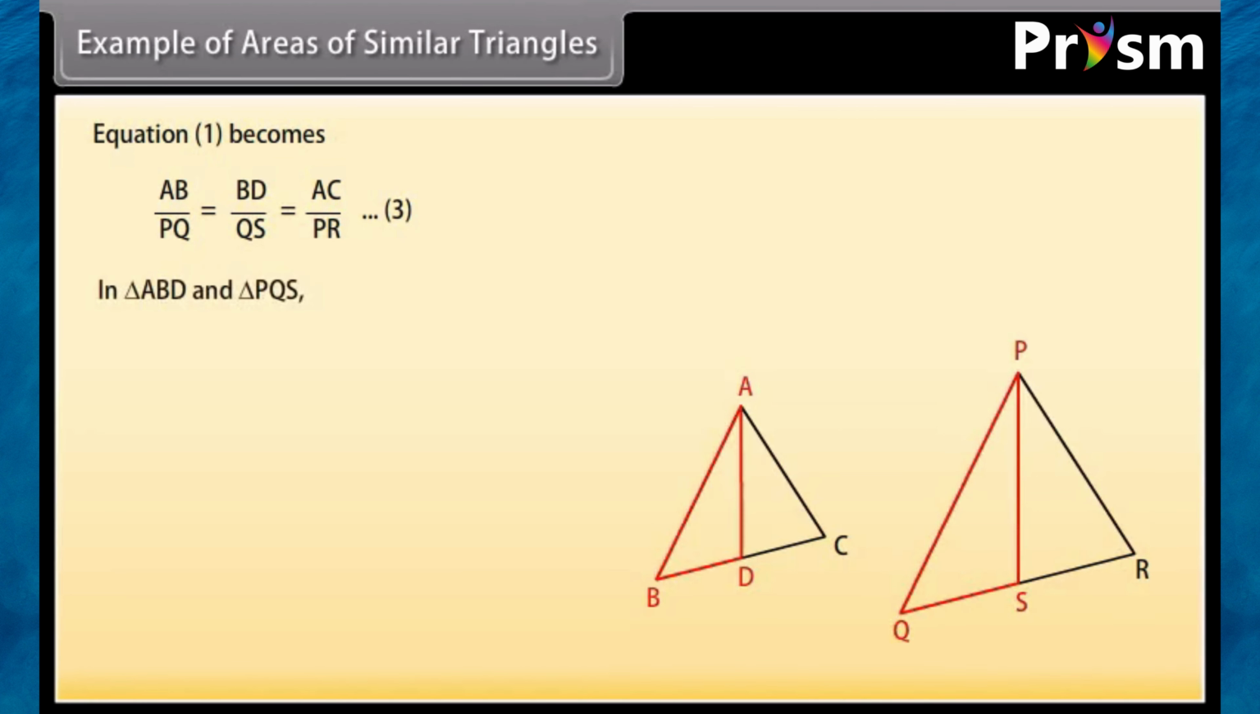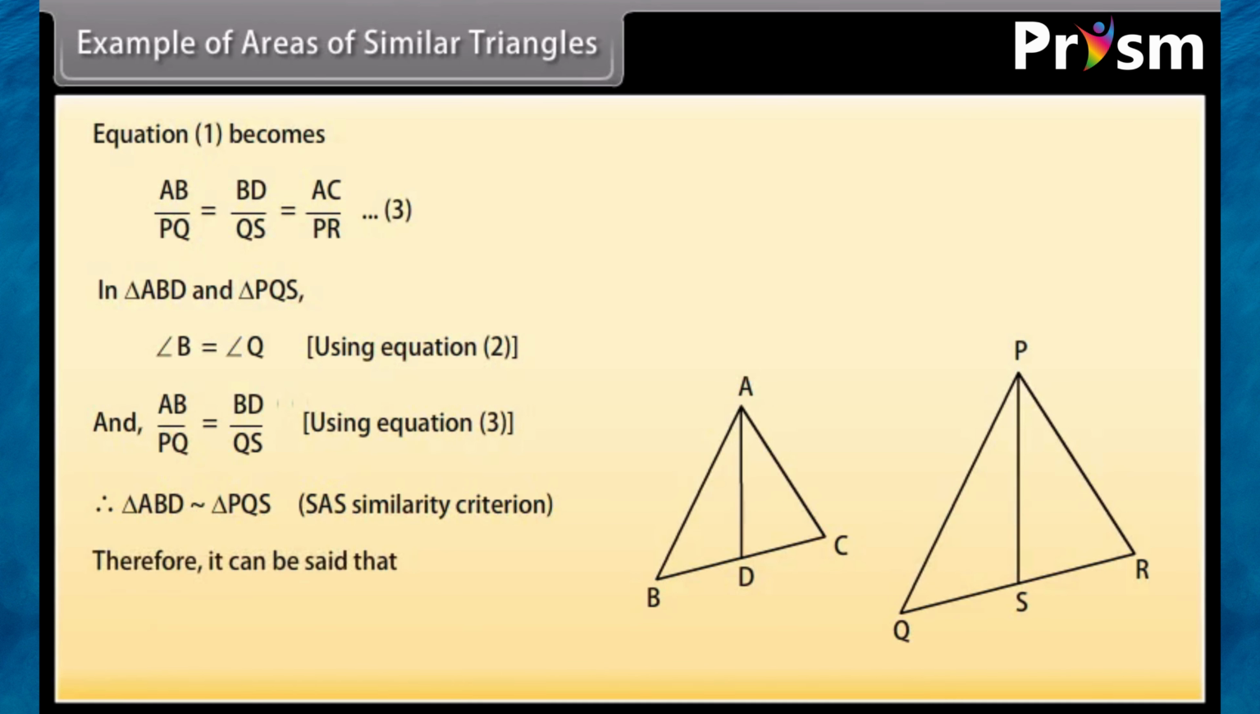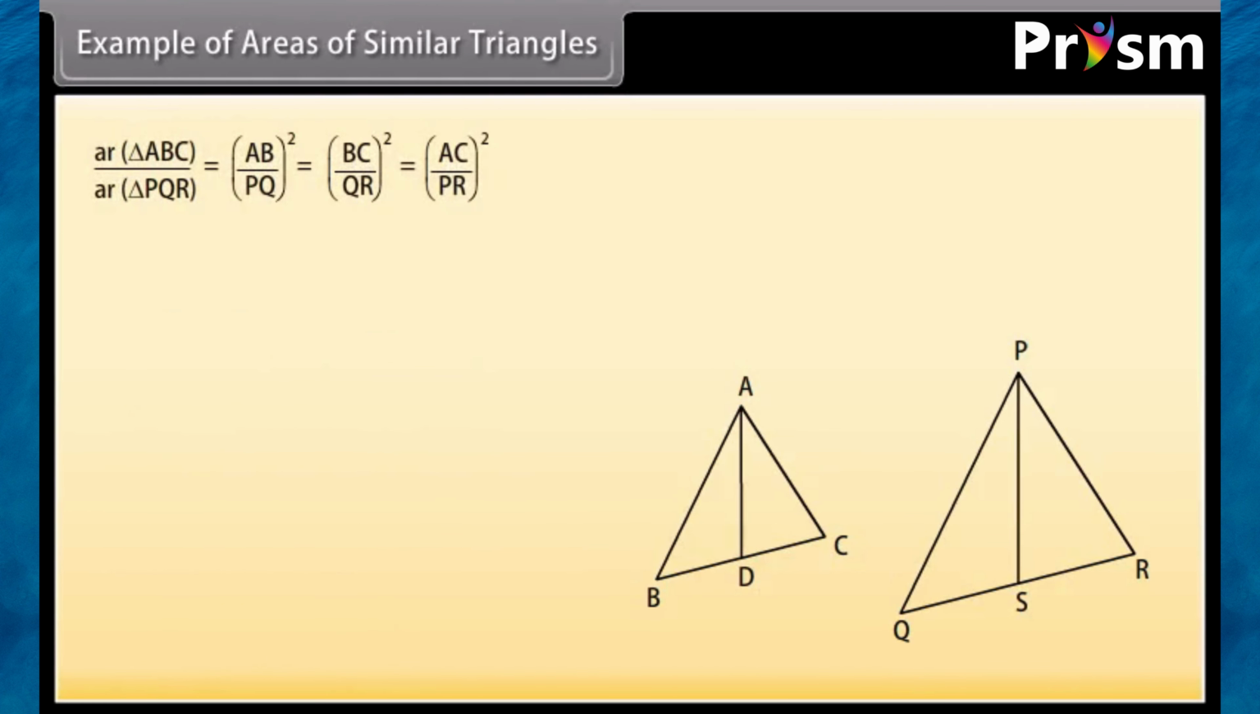In triangle ABD and triangle PQS, by using equation 2, angle B is equal to angle Q, and by using equation 3, AB upon PQ equals BD upon QS. Therefore, triangle ABD is similar to triangle PQS, by the SAS similarity criterion. Therefore, AB upon PQ equals BD upon QS equals AD upon PS. Mark it as 4. Area of triangle ABC upon area of triangle PQR equals AB upon PQ whole square equals BC upon QR whole square equals AC upon PR whole square.